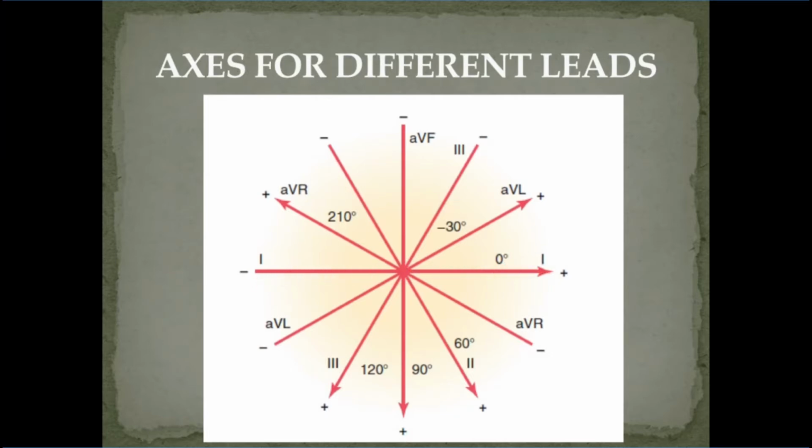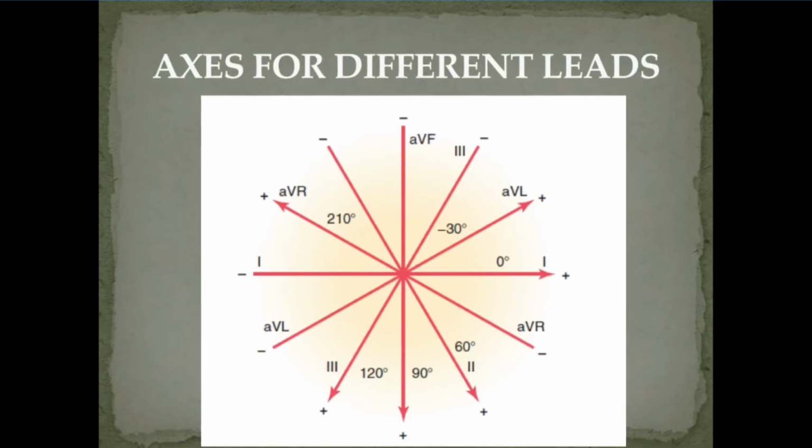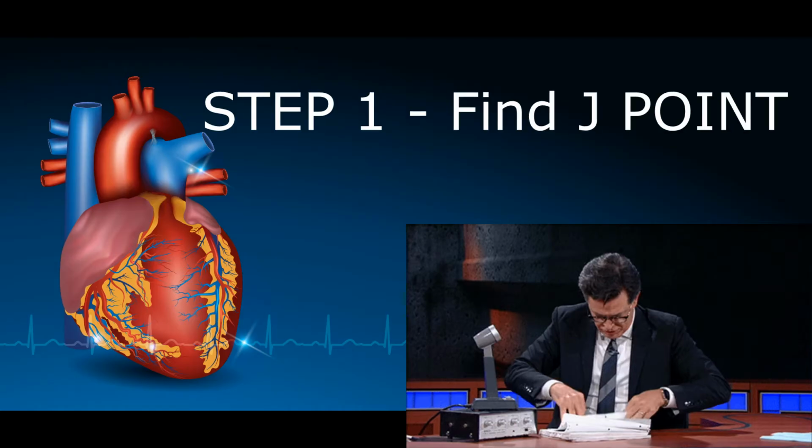Coming to lead 2, a bipolar limb lead, it has an axis of 60 degrees. Lead 3 has an axis of 120 degrees. Then the augmented limb leads: AVF has an axis of 90 degrees, AVR has an axis of 210 degrees, and AVL has an axis of minus 30 degrees. These axes you have to keep in mind while doing the vectorial analysis of myocardial infarction.